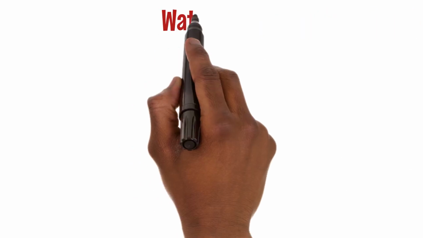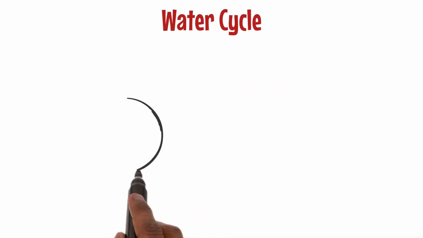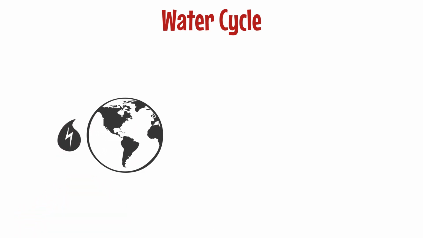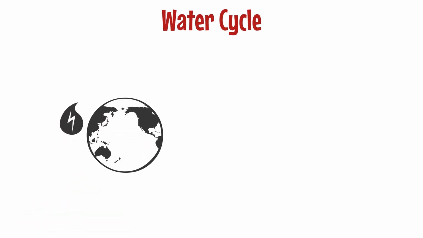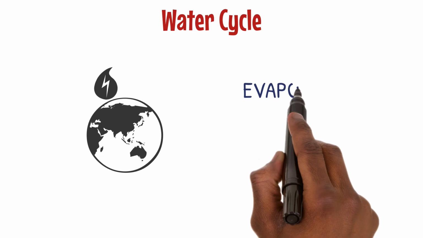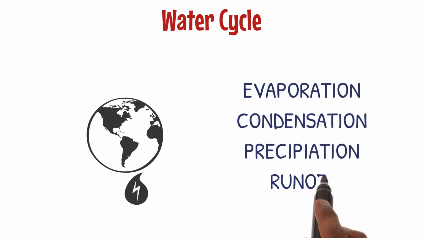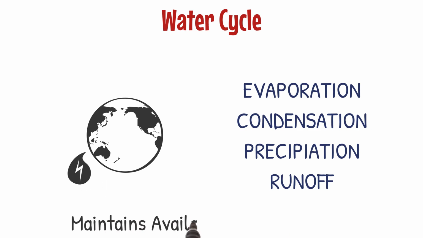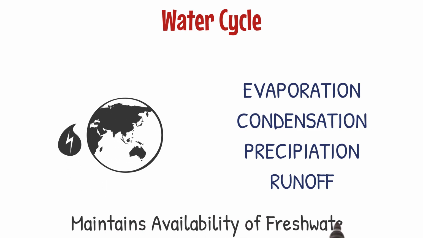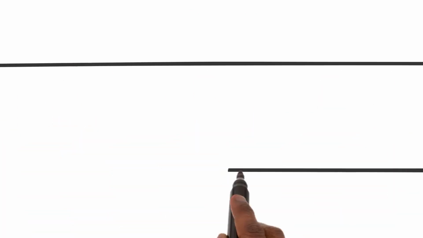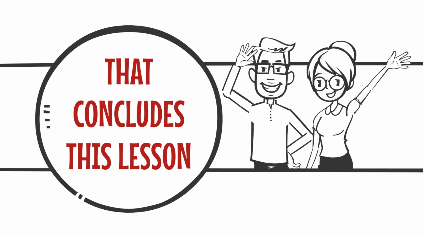Now, let's not forget about the water cycle, a vital process that ensures the continuous circulation of water on our planet. It includes evaporation, condensation, precipitation, and runoff, maintaining the availability of fresh water for all living organisms. And with those final words, we conclude this lesson.